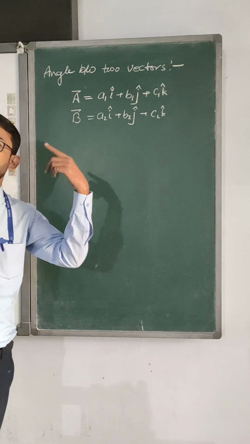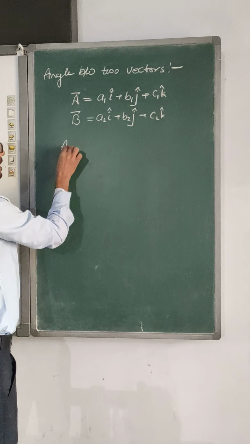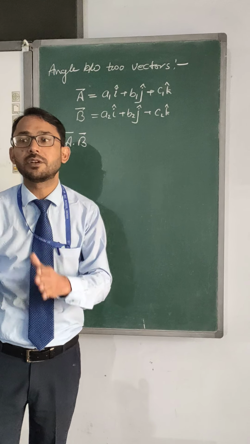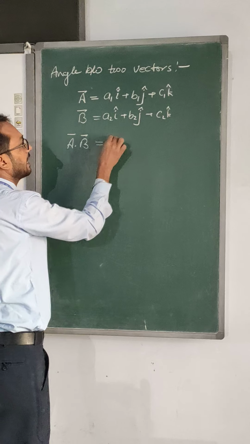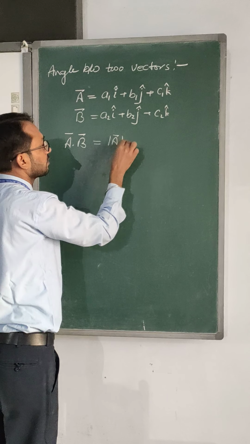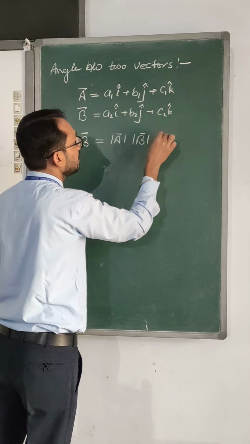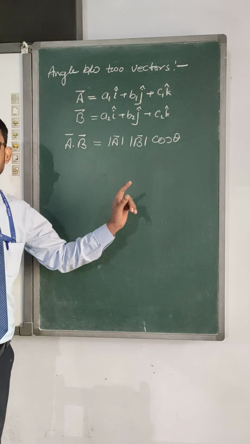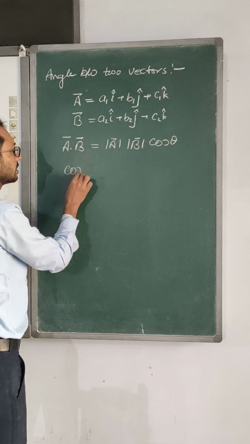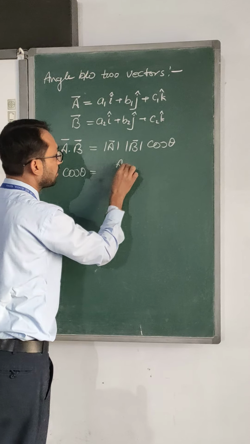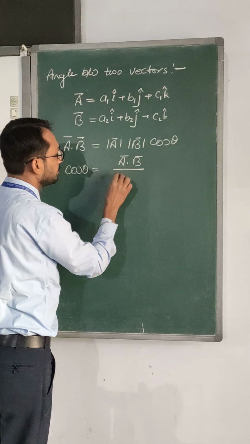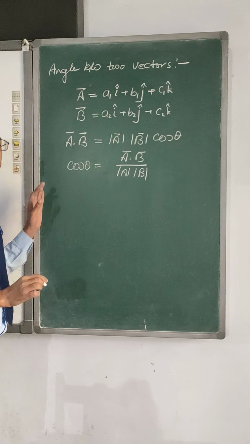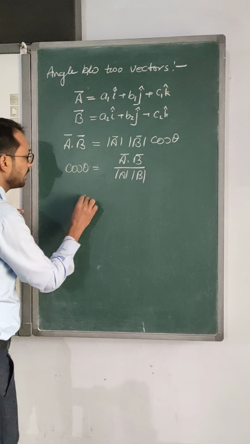So angle between them, yesterday I have taught you A dot B, the dot product between the two vectors, the scalar product between the two vectors. A dot B is magnitude of A, modulus of A, modulus of B, cosine of the angle between them. So this cos theta we need to calculate. So cos theta will be equal to A dot B upon mod of A, mod of B. Let us think what exactly it will result.